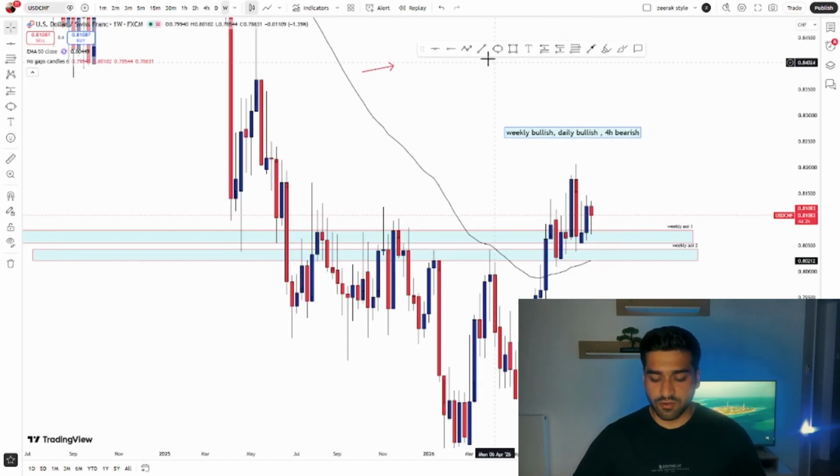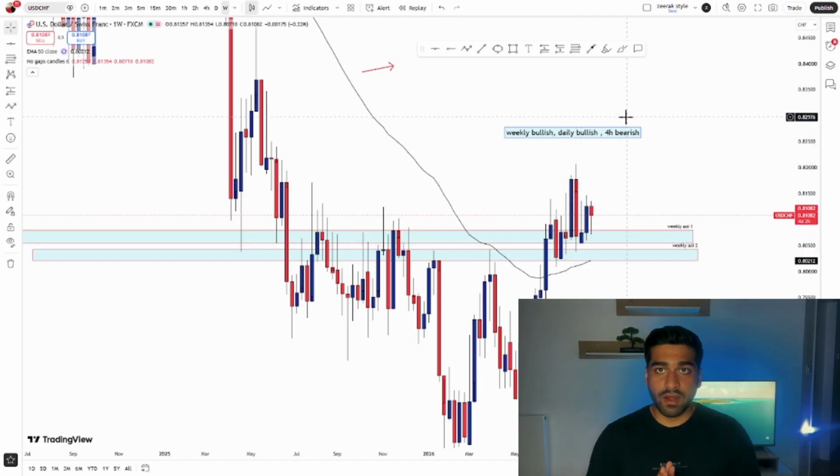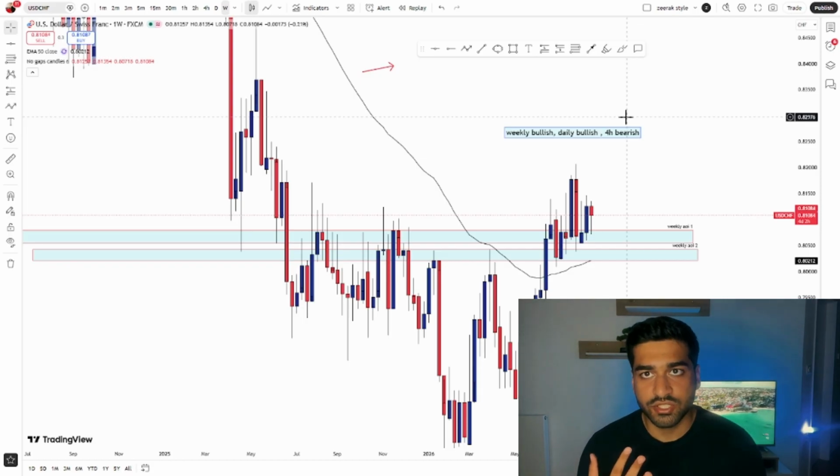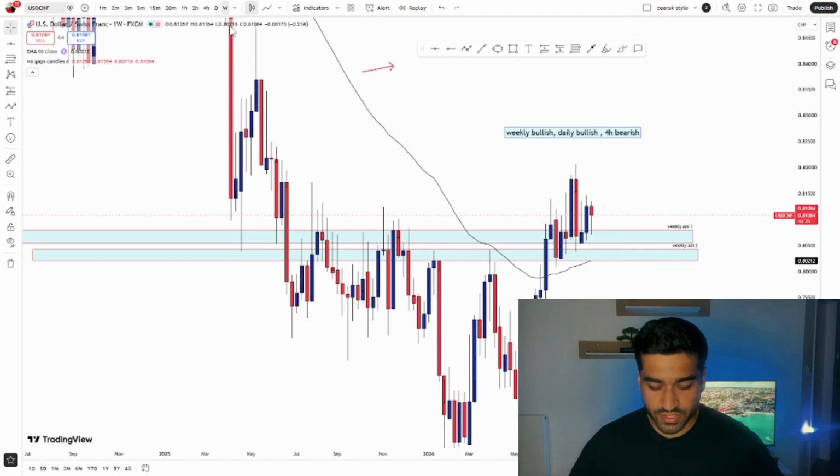What we are waiting for, we are waiting for the price to come here, reject this area and go to the upside. We found in the weekly chart the weekly area of interest. Now we are going to the daily, because the weekly is bullish, the daily is bullish, the 4 hour is bearish. We go to the daily.